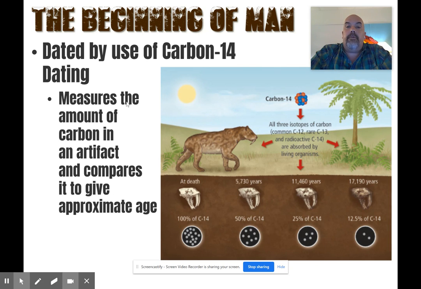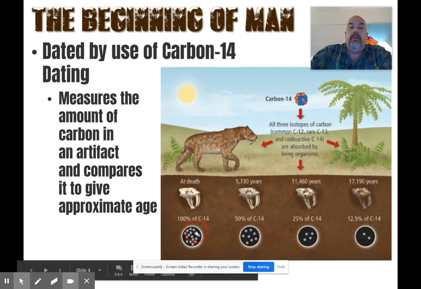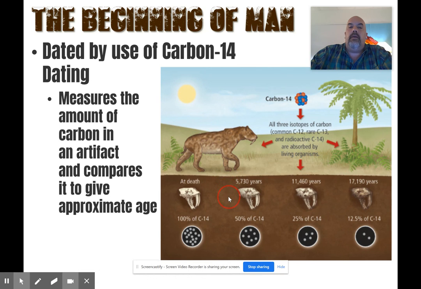So you have carbon-14 dating. On this first one, at death there's 100% of carbon-14, 50% after about 5,800 years, and so on and so forth, 25%, all the way down to 12.5%. There are isotopes that start to deteriorate, and that's how they're able to determine how old the artifacts are.